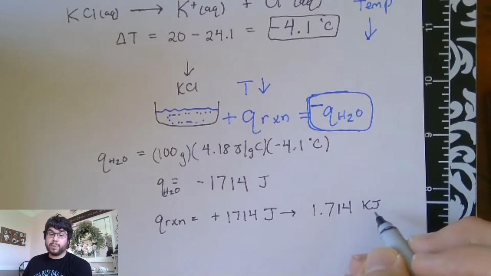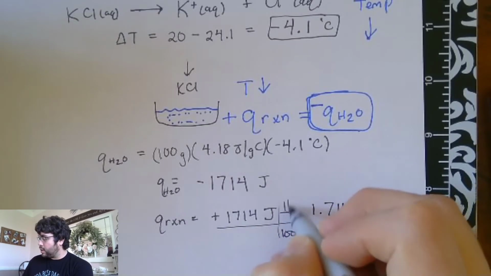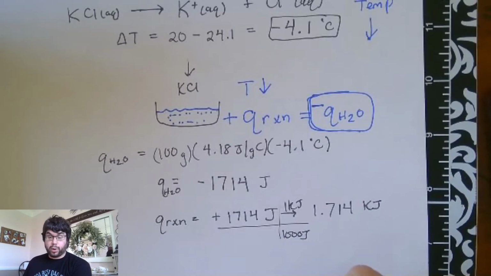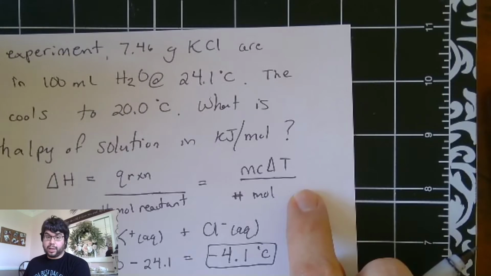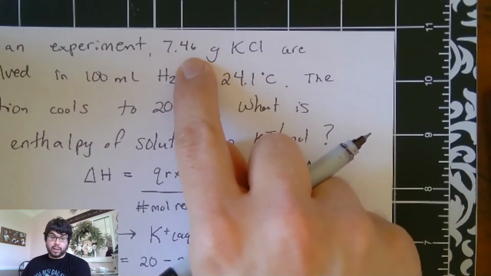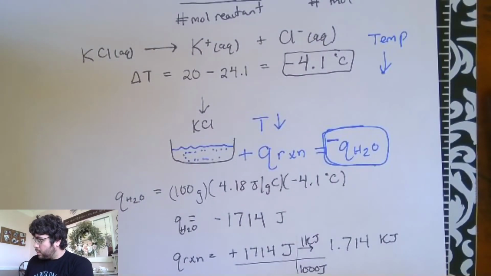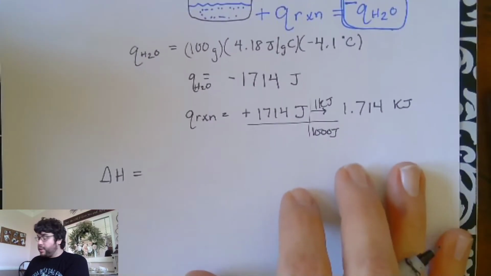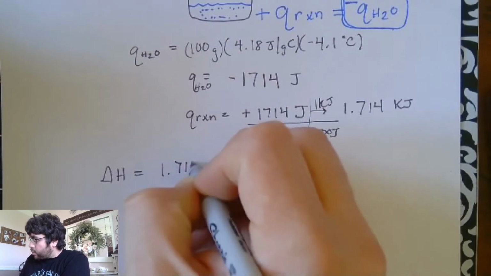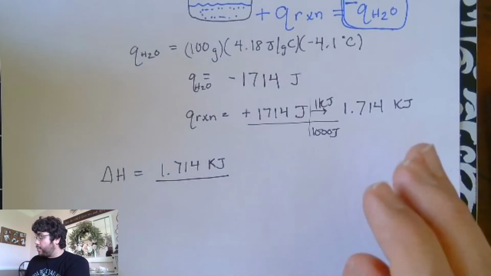Why did I turn into kilojoules? Because enthalpy is always given in kilojoules per mole. So there are 1,000 joules to 1 kilojoule, so that gives me 1.714 kilojoules. And then I'm going to finish off by putting in the amount of moles deposited into the water here. So my enthalpy is going to be equal to 1.714 kilojoules divided by the number of moles of potassium chloride.